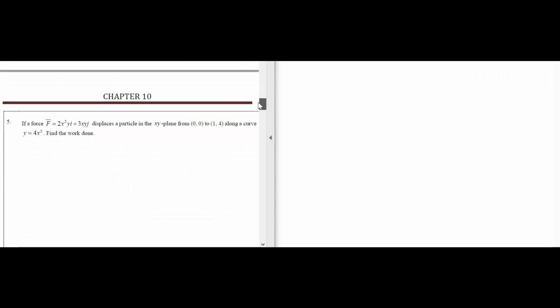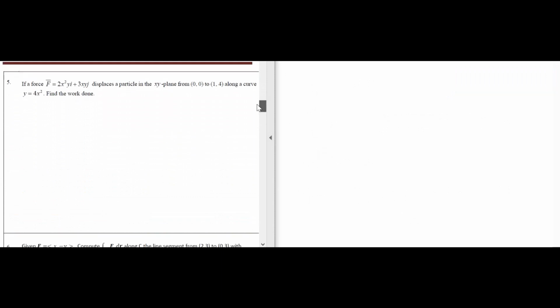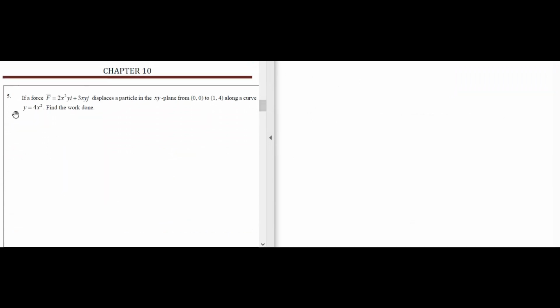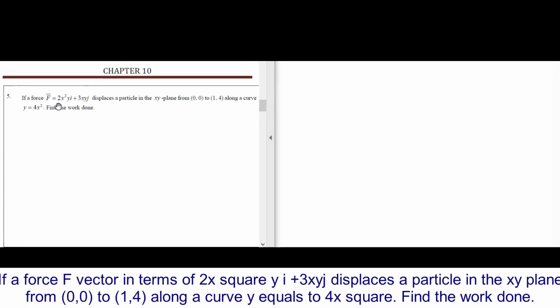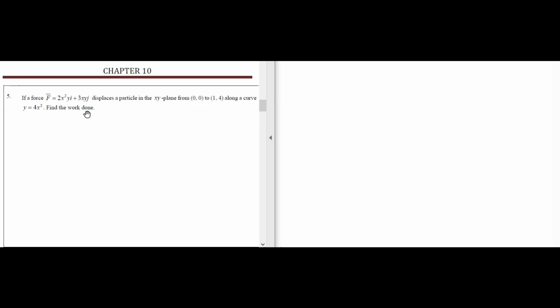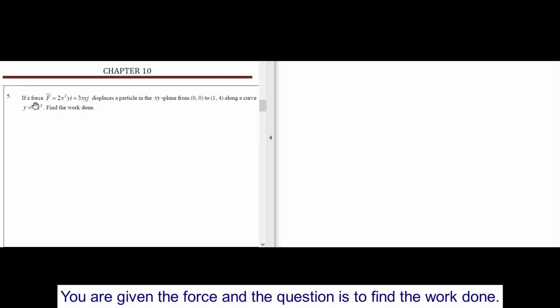Move on to question number 5. This question is interesting. If a force F vector, 2x squared y i plus 3xy j, displaces a particle in the xy plane from (0, 0) to (1, 4) along a curve y equals 4x squared, find the work done. You are given the force and the question is to find the work done.